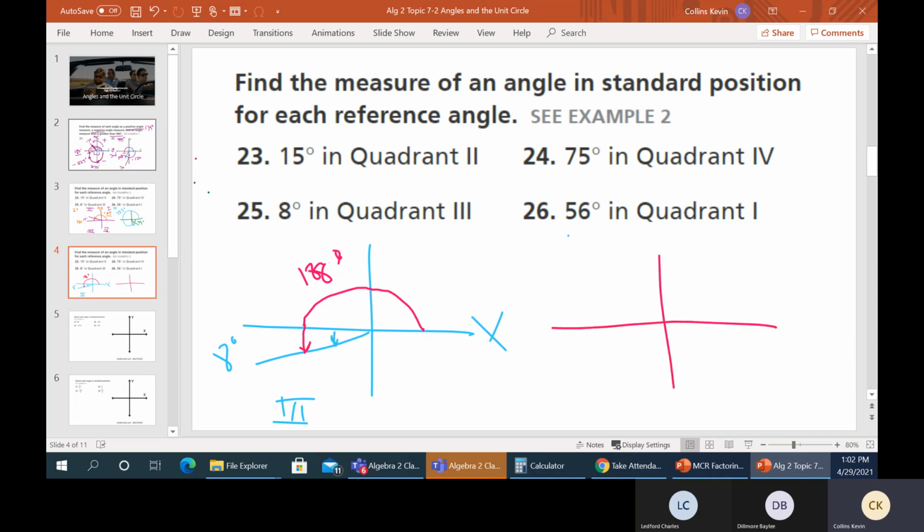And this one, 56 degrees into quadrant 1. Guess what? Our angle measures 56 degrees, because quadrant 1 is where we start. Okay?